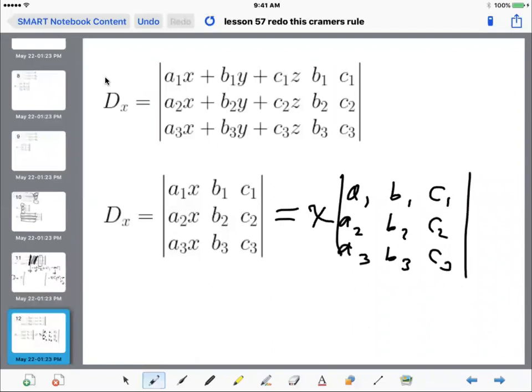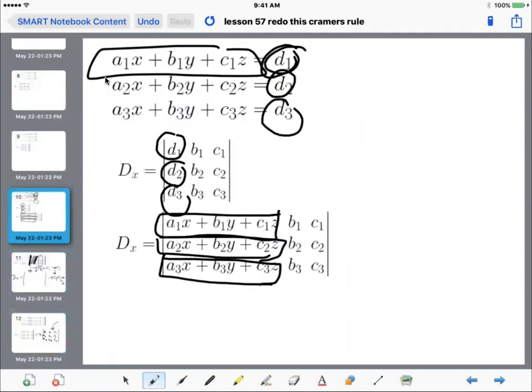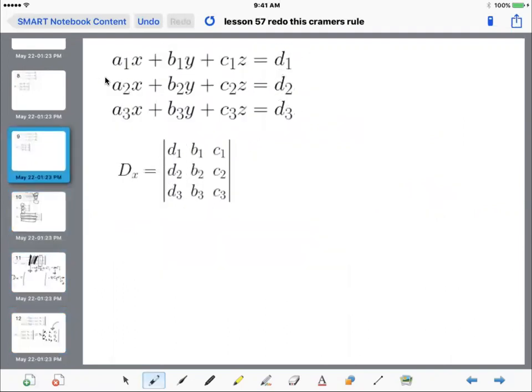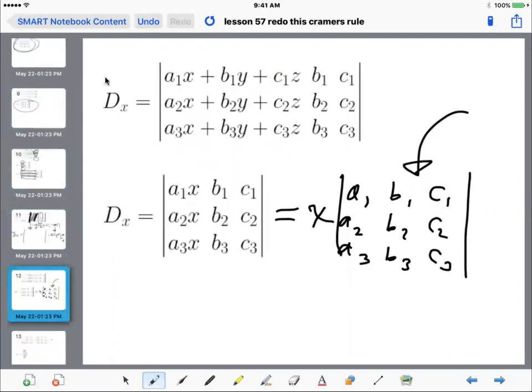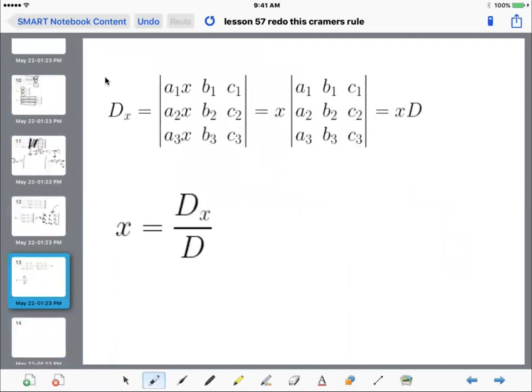And now what? Where have I seen this before? That's right. Asher says it's the matrix for D. Remember D? D from here? No, D from here? That's not D. Here it is. So the final step is that. D subscript x is equal to x times the D determinant. And then if you divide both sides by D, you get that.